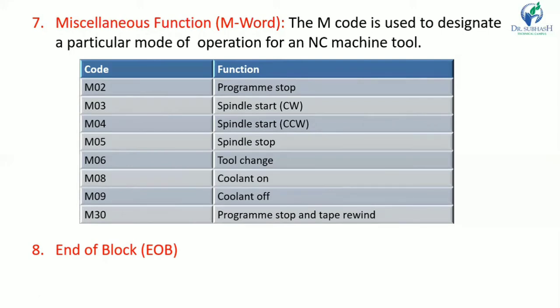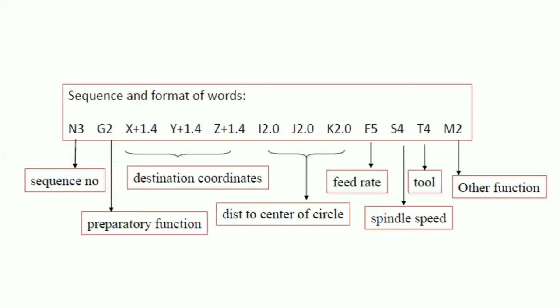Now let us see some extensively used G codes. Before that, you can see here the sequence and format of the words. The first one is N3, that means the sequence number. N3 is the third number.